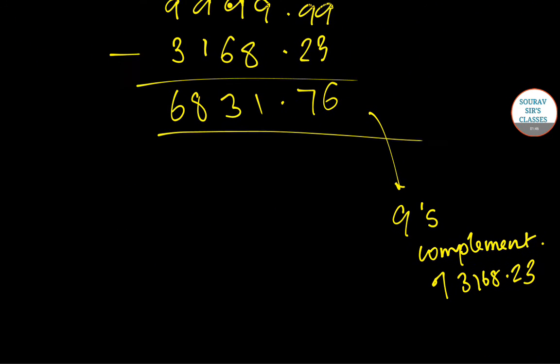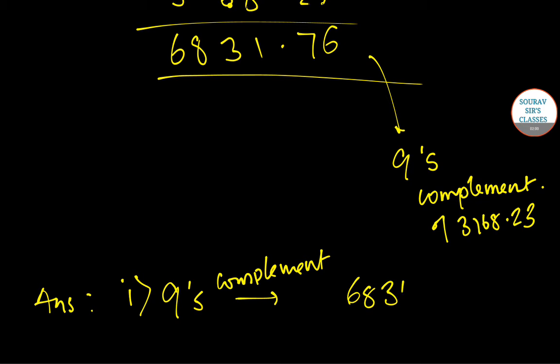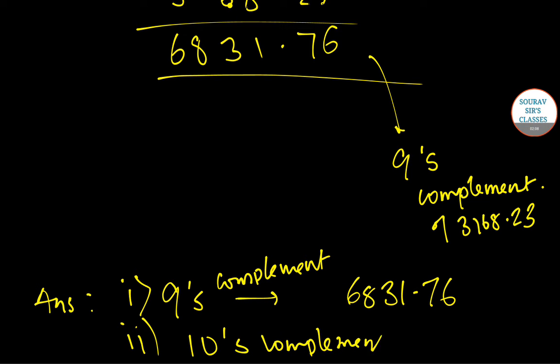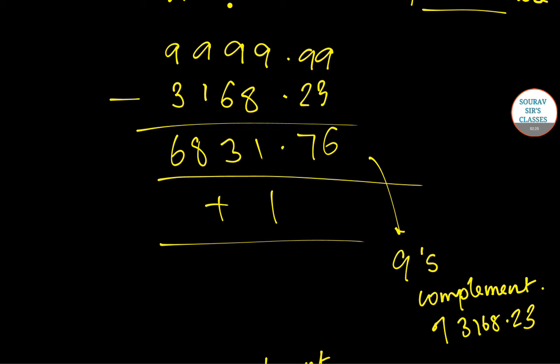So we have already found one of the answers. Answer number 1, which is the 9th complement, is 6831.76, and answer number 2 is the 10th complement, which we are yet to find out. Now finding the 10th complement from the 9th complement is very easy. We need to just add 1 to the number in order to find its 10th complement.